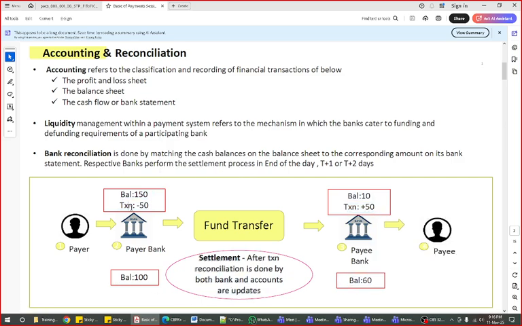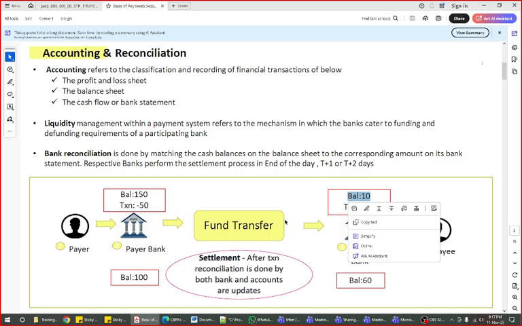So what happened? There is a minus 50 and plus 50, and the pay bank's balance is 0. Okay, so after transaction reconciliation is done, both bank accounts are updated. So here what we have learned is liquidity management. Currently how much balance is there? Balance 10 and balance 150. This is liquidity management here currently.